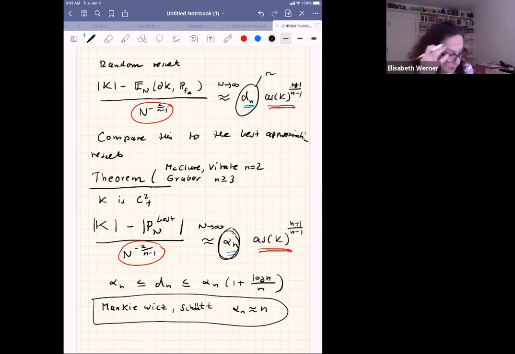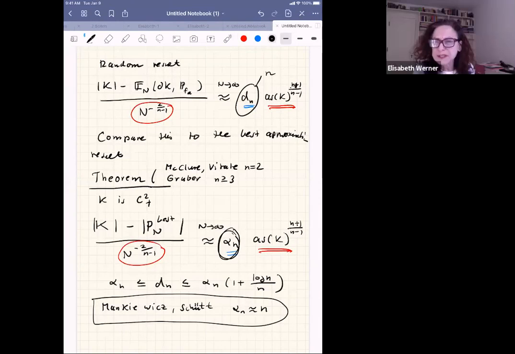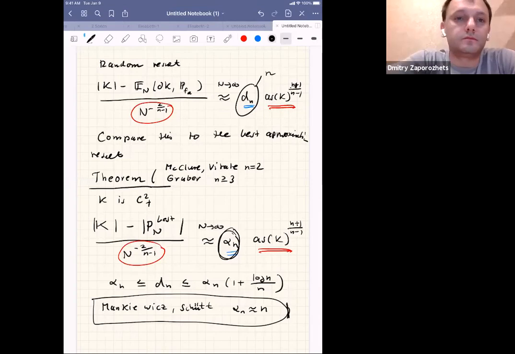It's related to the Delaunay tessellations, Voronoi tessellations, but it has been determined, and it is of order n, and that was done by Mankiewicz and Schütt. Oh, it's surprising in such a general situation. Yes, it is.